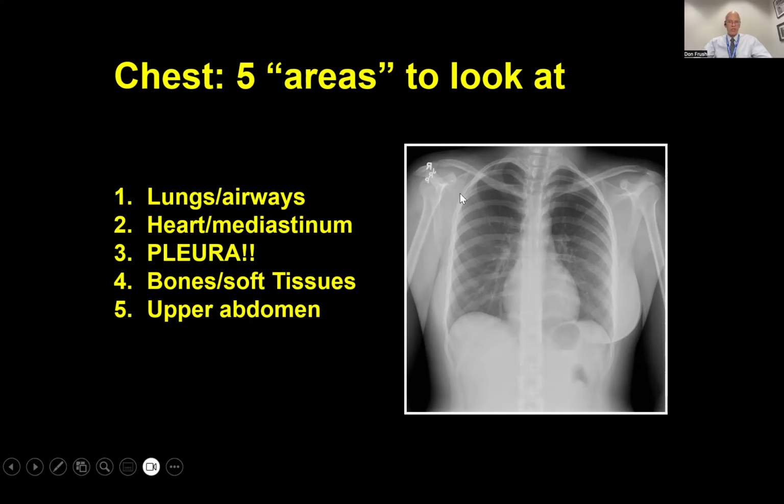Bones and soft tissues, things outside the chest, clavicles, ribs, etc. And then the upper abdomen. So as you can see, these 5 things, that's part of the 5-4-3 rule, will let you know that you have looked at everything in the chest.